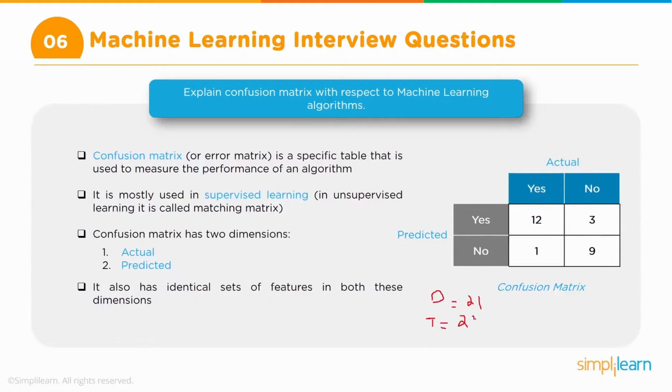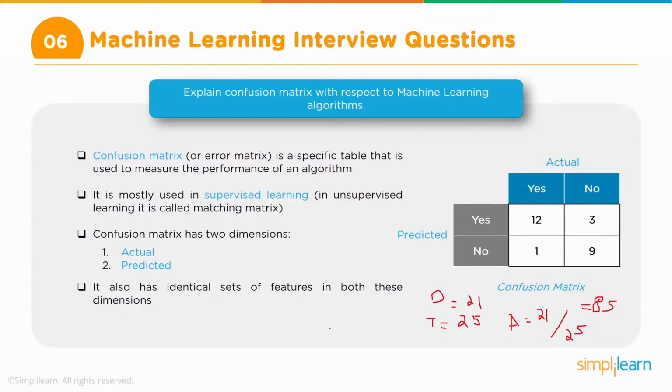So what is your accuracy? It is 21 by 25, so your accuracy is equal to 21 by 25, and this turns out to be about 85%. Right, so this is 85%. So that is our accuracy.